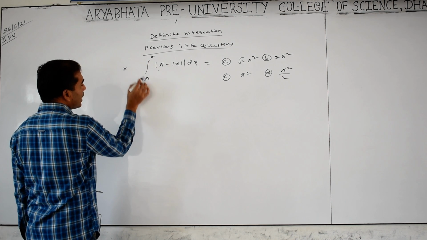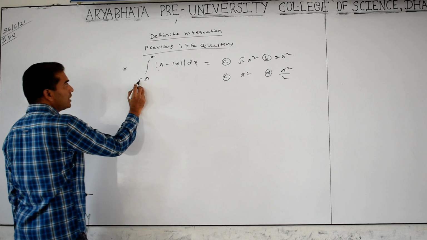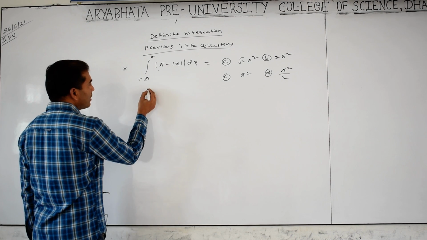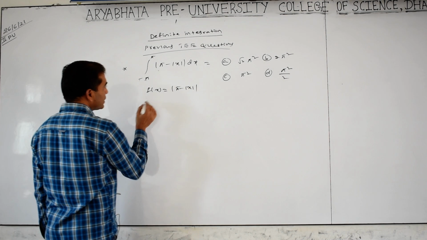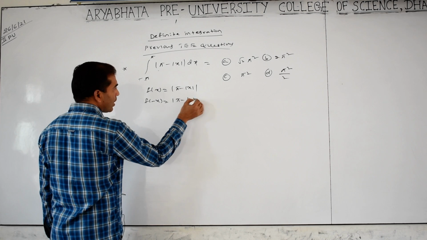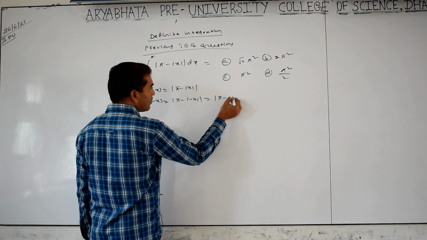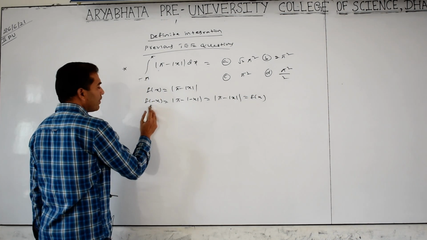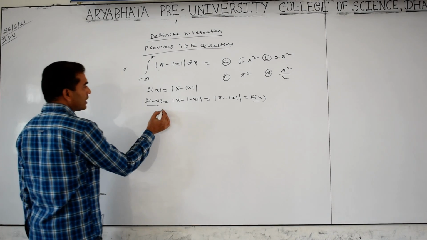Here both limits are the same with opposite signs, so in such a case we should verify whether it is even or odd. f of x is equal to mod of pi minus mod x, f of minus x equals mod of pi minus mod of minus x, and mod of minus x is mod x, so this is equal to f of x. F of minus x equals f of x, that means it is an even function.